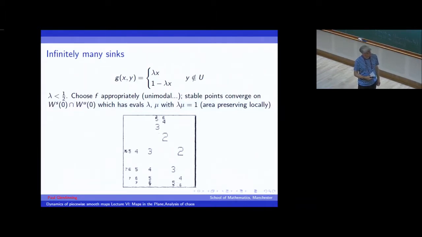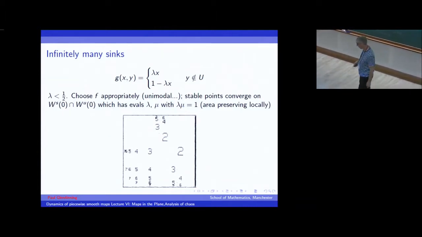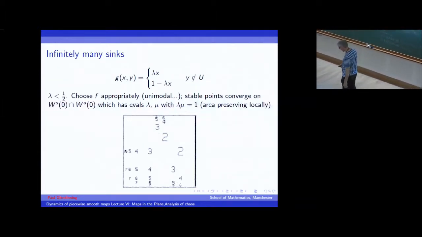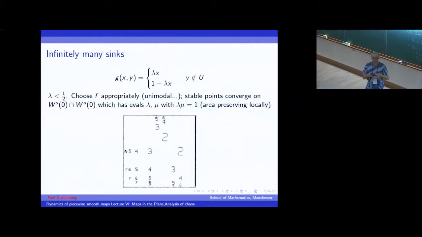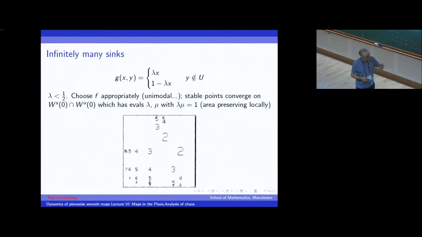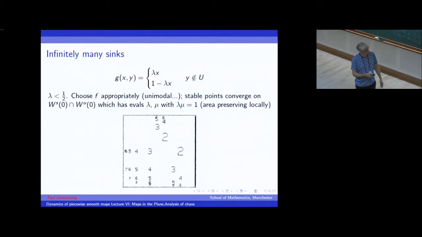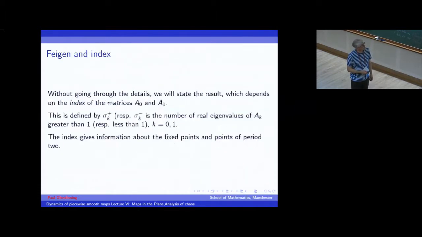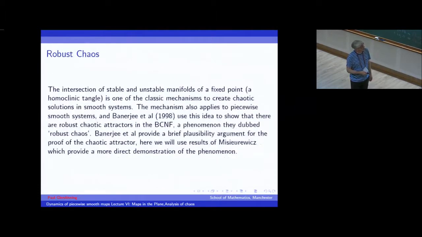Why is this local area preserving so important? And you can sort of see it. One thing about area preserving maps is that they have what are called islands of stability, and there's a sense in which you see this as an attempt to make use of that. Right, I don't want to do that. I want robust chaos.